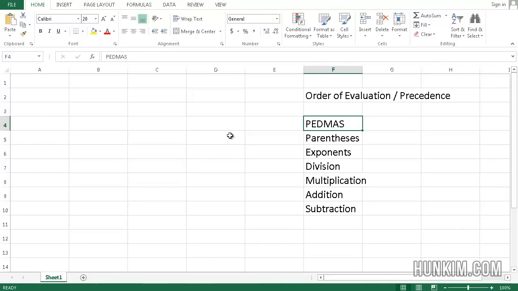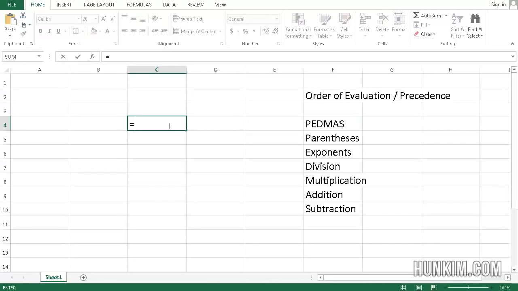What do we mean by this? When we click into a cell and use a formula, equals, and this is a way to test somebody and stump them, equals 2 plus 2 times 2. If you ask someone what Excel evaluates 2 plus 2 times 2 to be, someone might quickly say 2 plus 2 is 4, 4 times 2 is 8. And you would say, wrong, you fail.